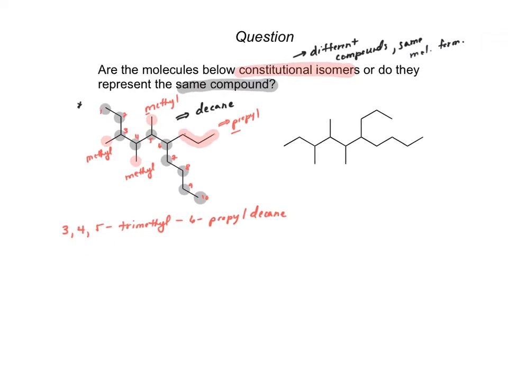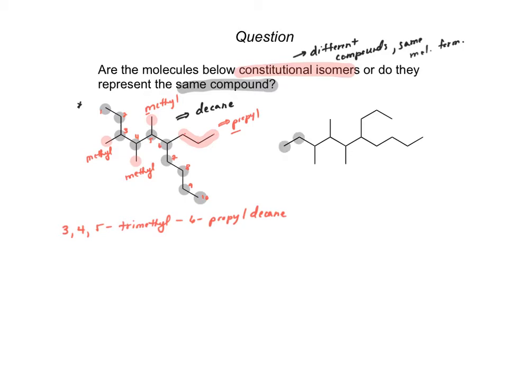Okay, so that's the name of compound 1. Compound 2 does not look like compound 1, right? So it's not something that we could just say, oh, I can pick up, I can obviously see this is the same compound. So to answer this question, we have to determine its name.